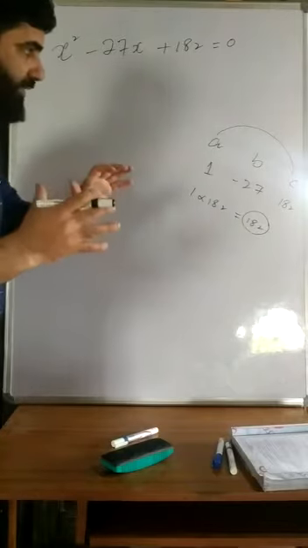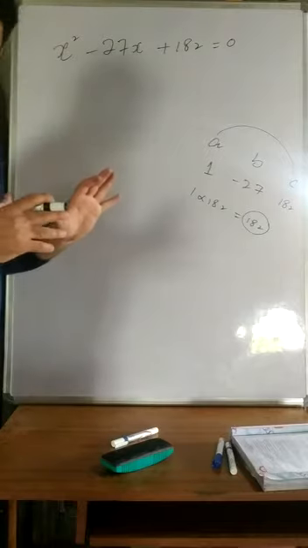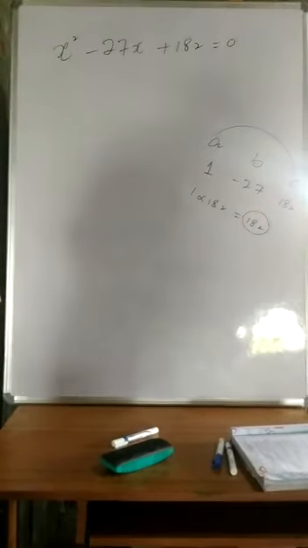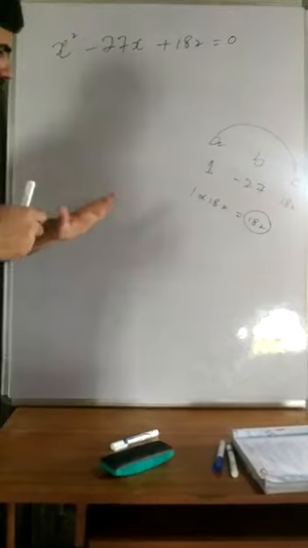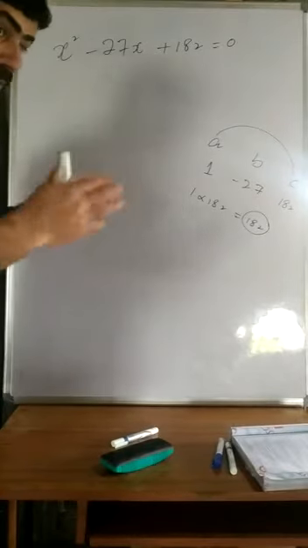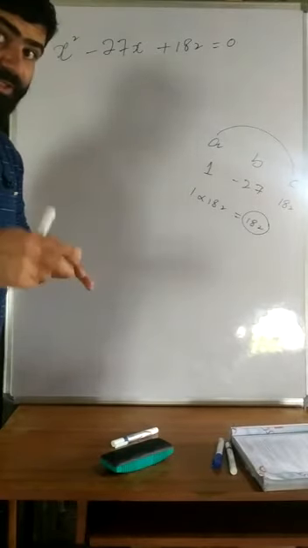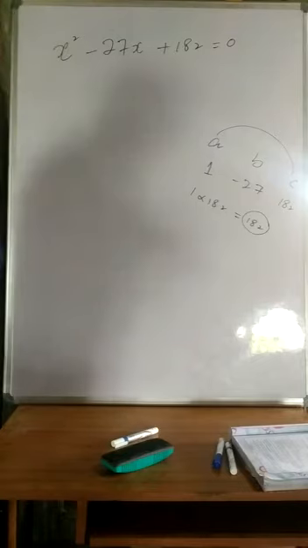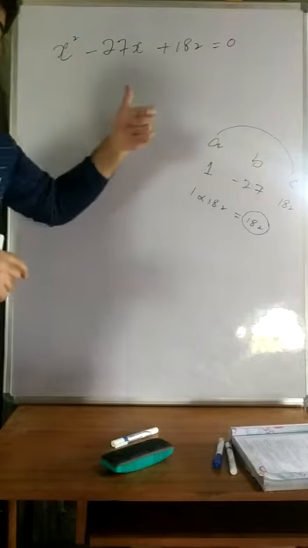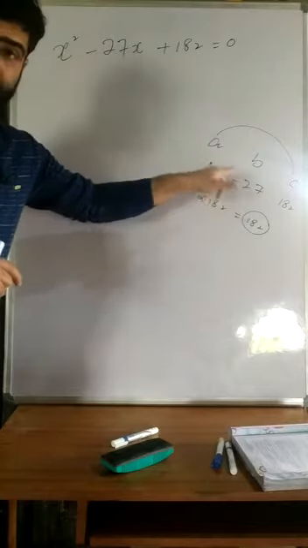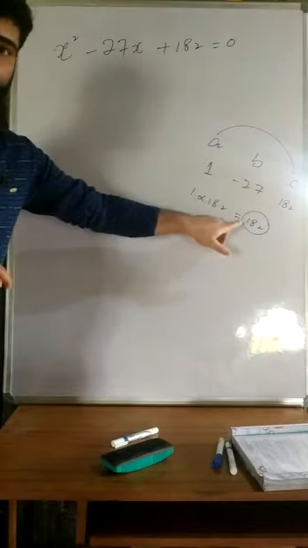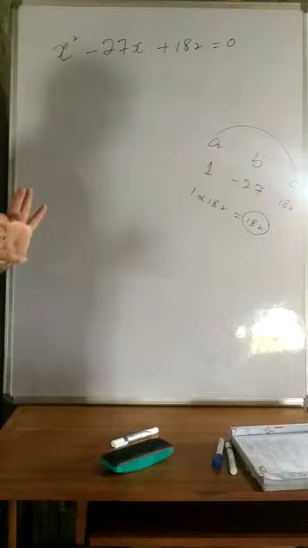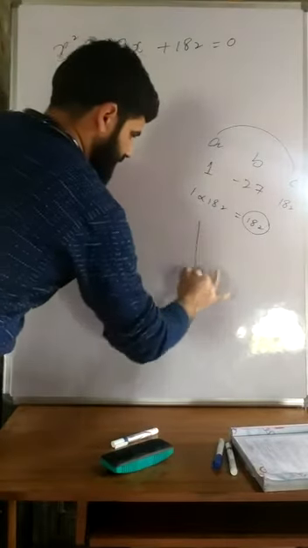When you are going to think, there are many numbers whose product will be equal to 182, but their addition will not be equal to 27. There will be only one pair whose sum will be equal to 27, but product will be equal to 182. So you don't have to think a lot. You have to go through this method.